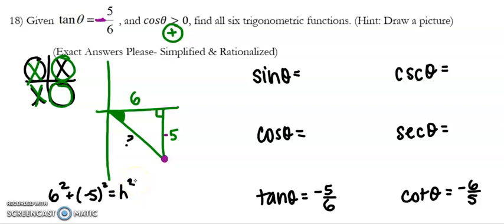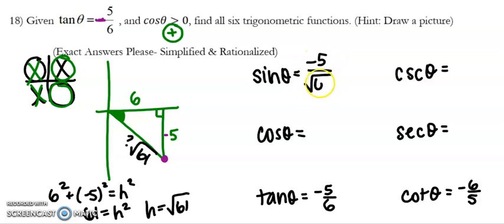Based on this, I end up with 61 is equal to h squared, which means that h is equal to the square root of 61. I sense some rationalizing happening soon. Square root of 61. So the sine is going to be my opposite over my hypotenuse. I'm going to leave it like this. I'll come back and simplify in just a second.